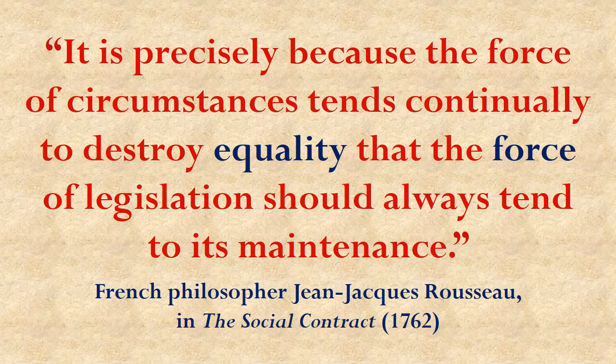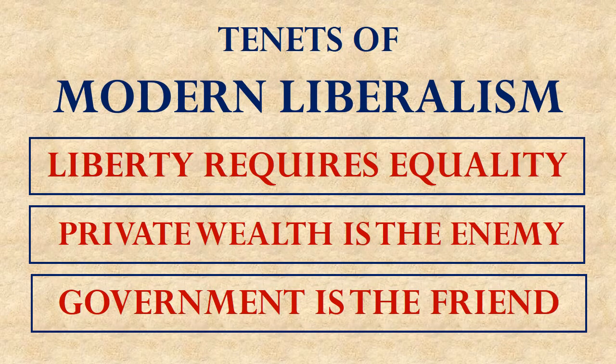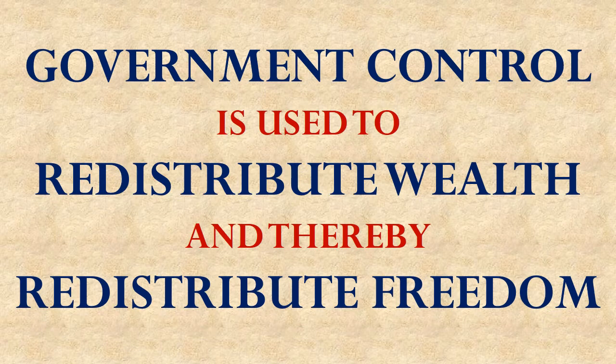So that gets us to our last tenet, and that is that while private wealth is the enemy of equality, big government is going to be the friend of equality. It's the one thing that's large enough and powerful enough to actually force people to behave in equal ways. So what a modern liberal is really trying to accomplish is to use government power to redistribute wealth, and in doing that, redistribute freedom.